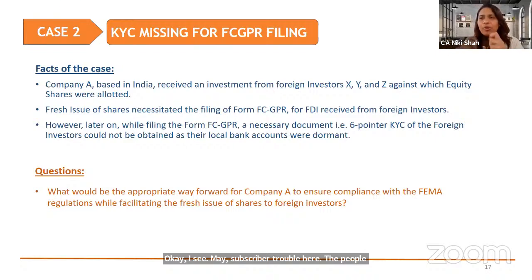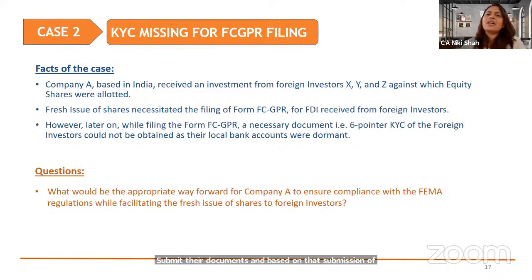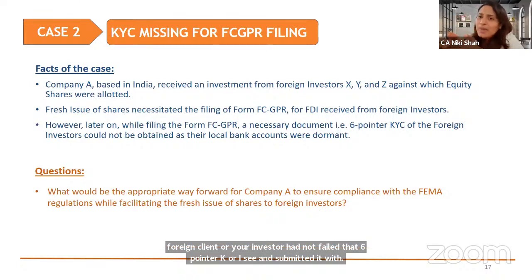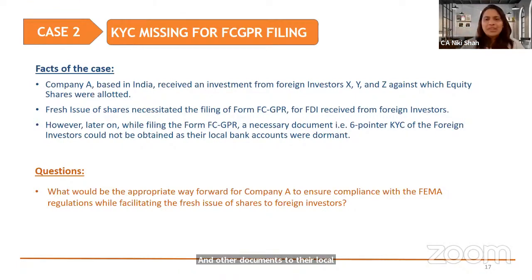So, the process is, your investor will go to the bank, submit the documents, and based on that submission of the documents, the remittance will take place and the India account will get hit with the funds. But lot of foreign countries mein zyada compliances nahi hai. So, aise hi fund transfer ho jata hai. But India needs a six-pointer KYC, which means if your foreign client or investor had not filled that six-pointer KYC and submitted it with other documents to their local bank, hamari Indian bank ko documents nahi milenge.